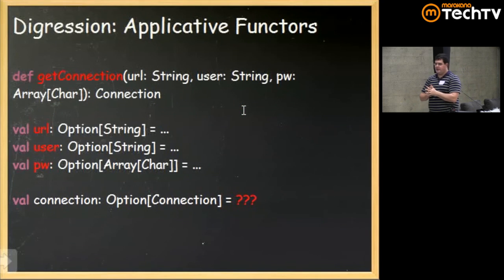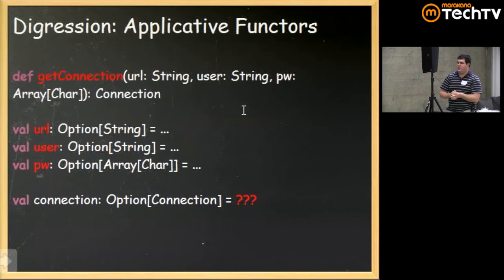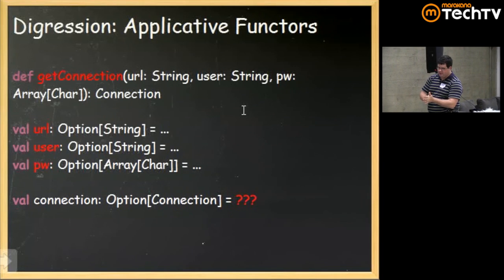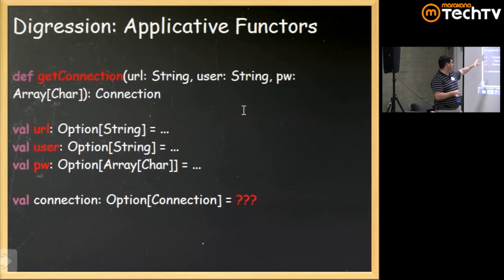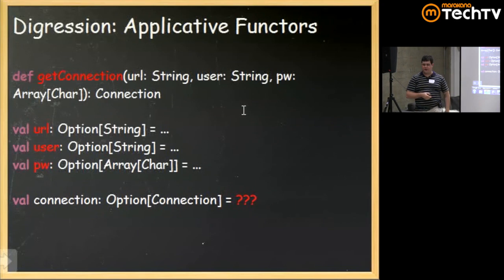So here's a little digression. We're going to cover a very base level of applicative functors for you. Imagine that I have a method called getConnection. It looks very similar to what's on Driver Manager. And imagine I have a bunch of options that I've got from user input that may or may not be there. So I have an option of string for URL, user, and password is an array of character.